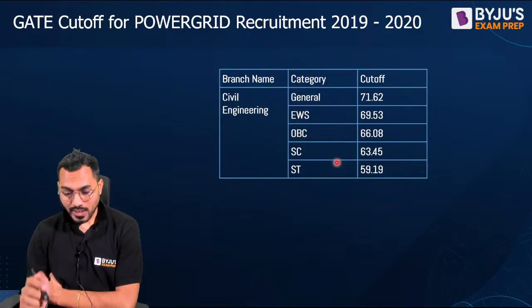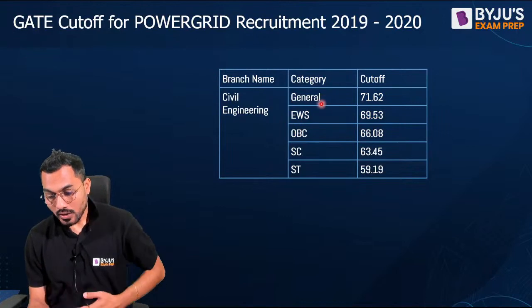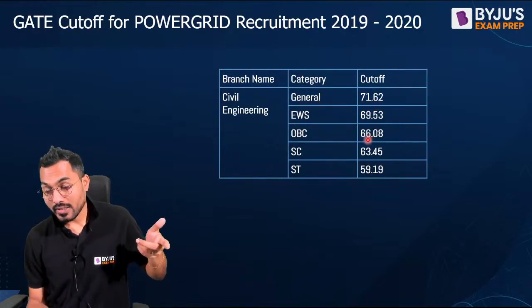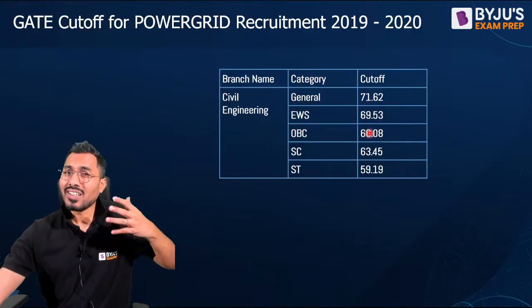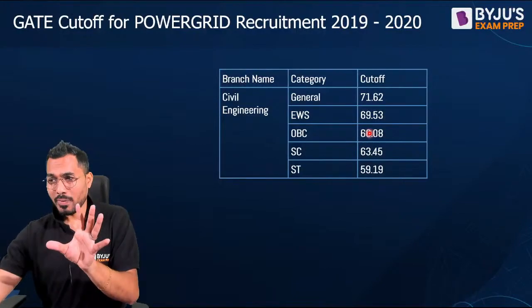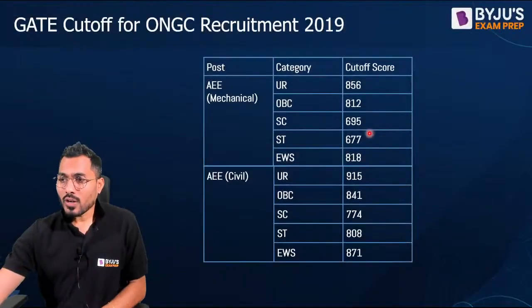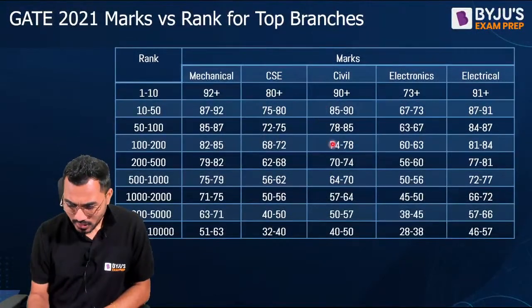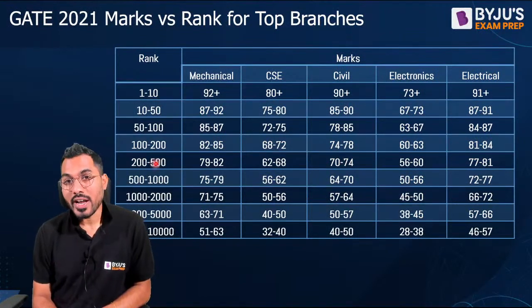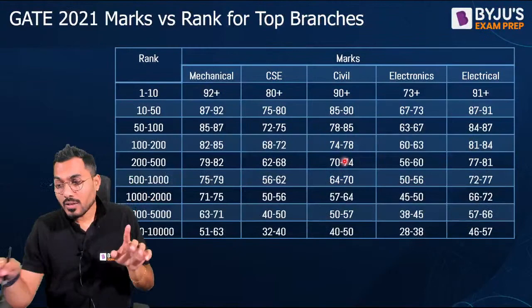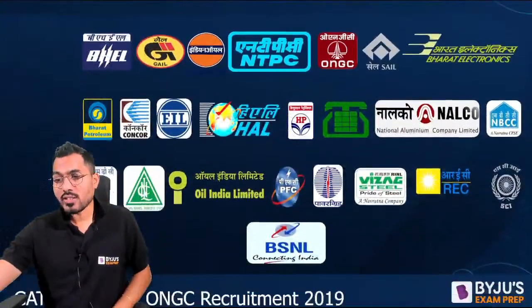And for civil engineering only, in Power Grid Corporation, you can say the cutoff marks is 71 to 65. For OBC, it's 66. So generally, for Power Grid Corporation, the marks should be above 71. And if the required marks are 71, what is the rank? Again, for civil engineering, if I want marks of 70 to 75, that means a rank of 200 to 500. So your rank should be within 500. So if I summarize this bracket, and if you go for the rest of the PSUs also, I have certain data.